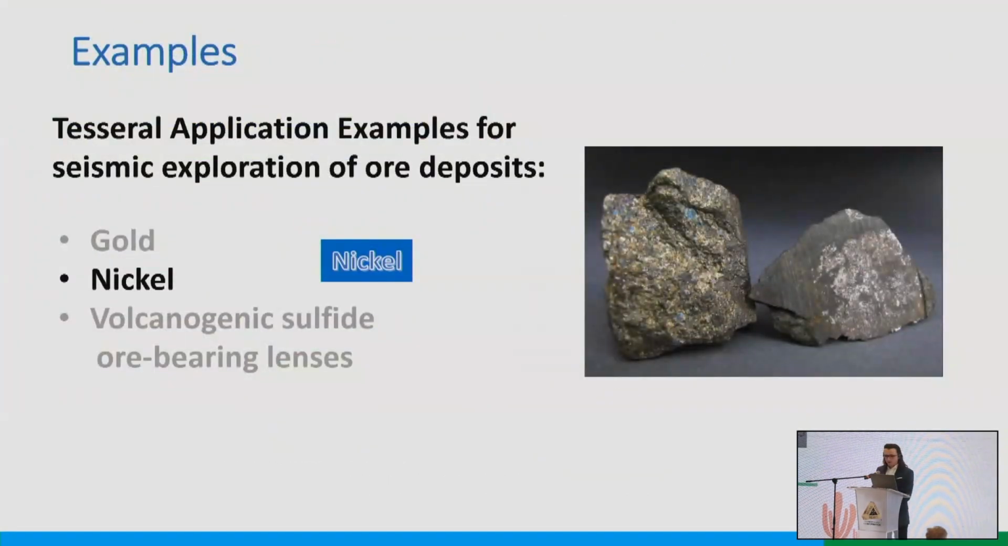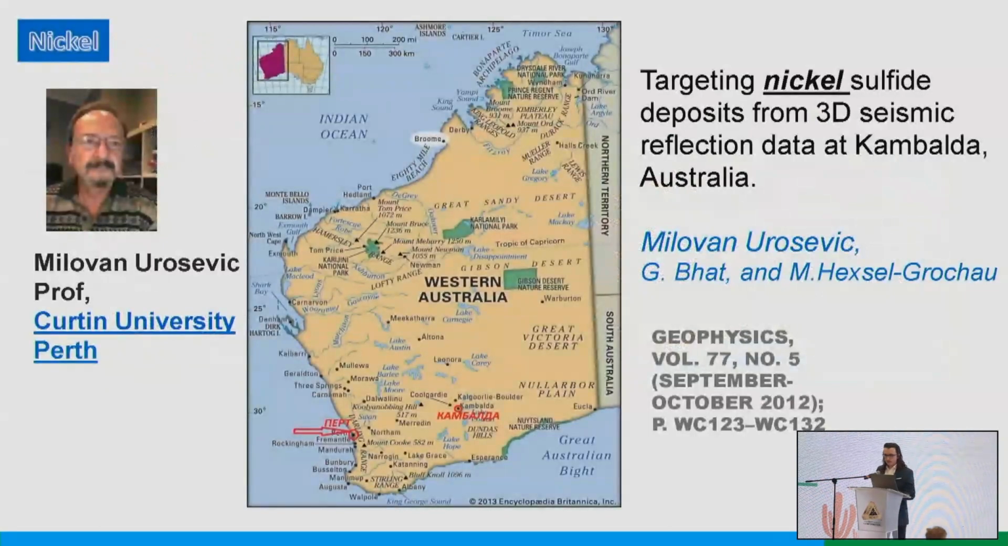Next example is on nickel deposits found in Australia. This is an example of work of Professor Milovan Jurcevic, Curtin University. Here in Western Australia, we have nickel sulfide deposits at a significant depth, up to 1 kilometer.